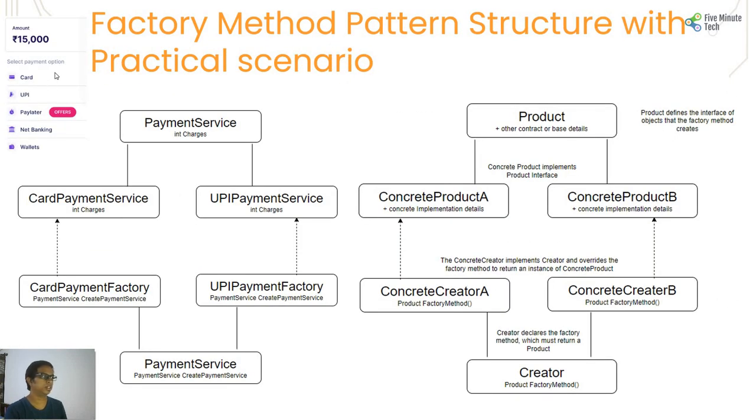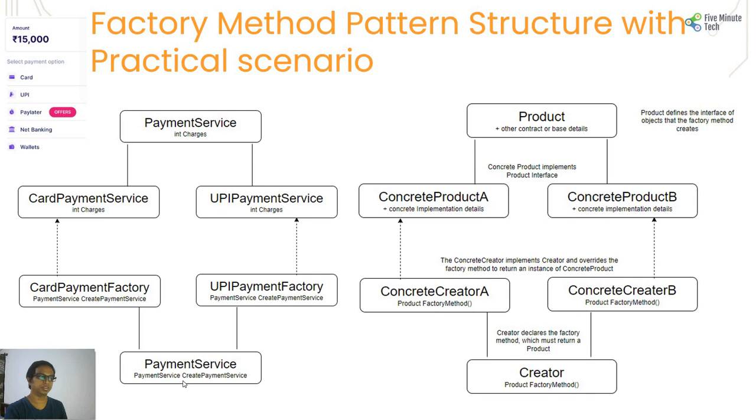Most of us are aware of payment methods, wherein we enter a card or maybe UPI details or use net banking. In this example I'll be talking about two payment methods: card and UPI. Consider a payment service you have written which takes the amount to be deducted, for example 15,000 rupees, and that can be done through a card payment service or a UPI payment service.